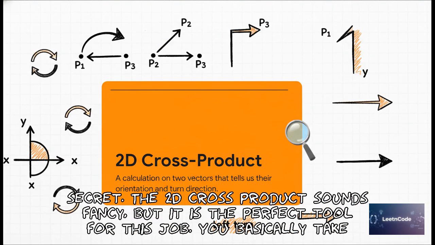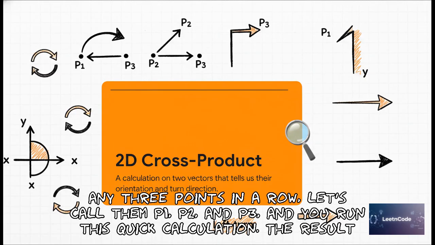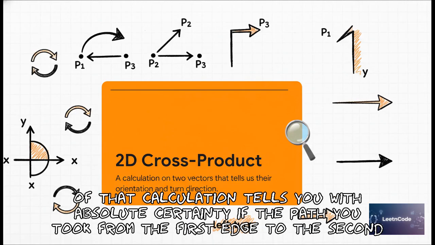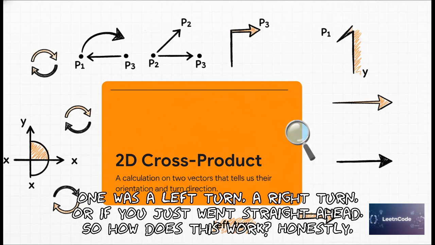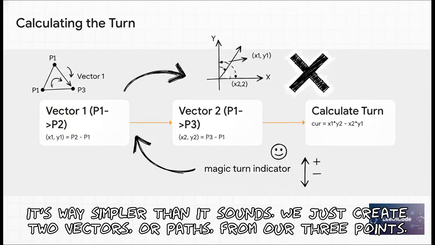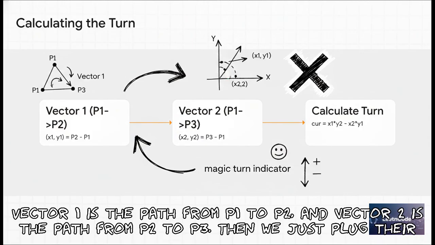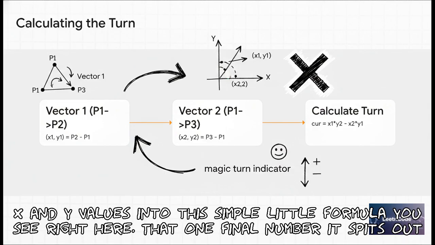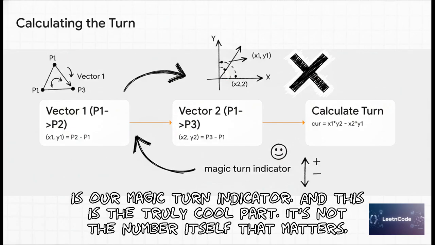The 2D cross product sounds fancy, but it is the perfect tool for this job. You basically take any 3 points in a row, let's call them P1, P2, and P3, and you run this quick calculation. The result of that calculation tells you, with absolute certainty, if the path you took from the first edge to the second one was a left turn, a right turn, or if you just went straight ahead. So how does this work? Honestly, it's way simpler than it sounds. We just create 2 vectors, or paths, from our 3 points. Vector 1 is the path from P1 to P2, and vector 2 is the path from P2 to P3. Then, we just plug their x and y values into this simple little formula you see right here. That one final number it spits out is our magic turn indicator.